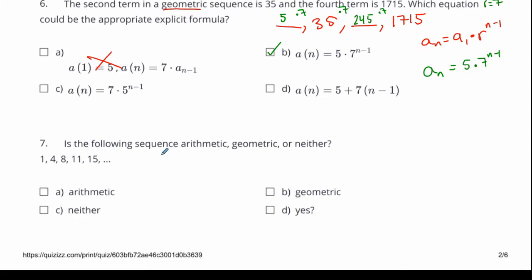The following sequence, arithmetic, geometric, or neither. All right, well, let's see. So it's arithmetic if we're adding the same amount, geometric if we're multiplying the same amount. So 1 going to 4, so that could be plus 3, or that could be times 4, right? 4 going to 8, well, that would be plus 4, or it could be times 2. So even two terms in, I'm not adding or multiplying by the same amount either time. So that's going to say it can't be arithmetic or geometric. It's going to have to be neither.